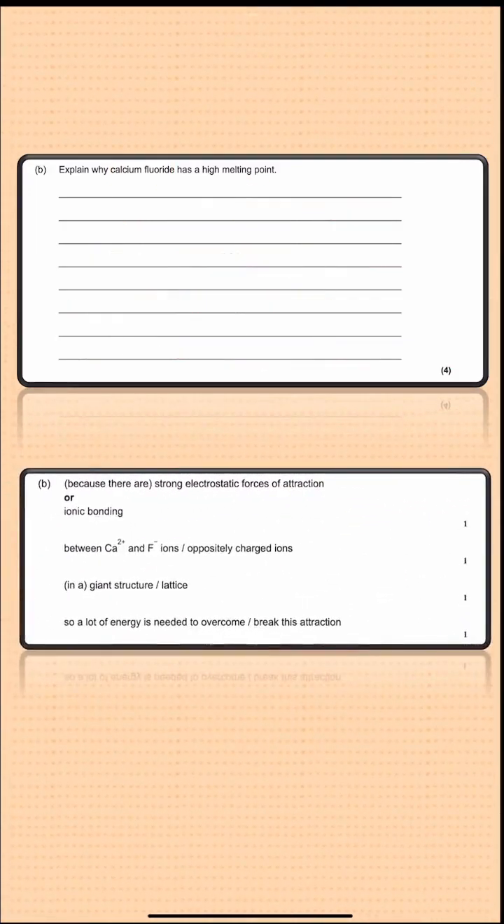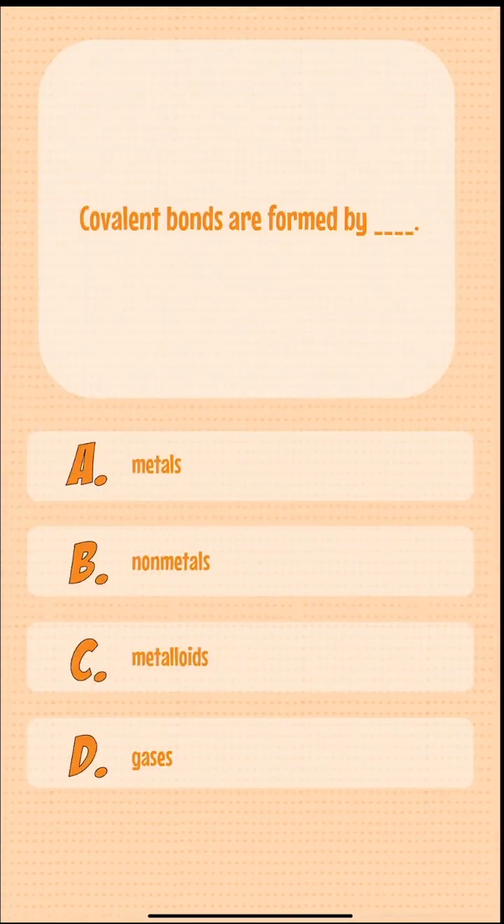Okay, let's look at what the mark scheme says, if there's any other things we can say. Strong electrostatic forces of attraction, yes. Or you could just say ionic bonding actually. If you figured out that it was ionic bonds, you get 1 mark for saying that. Between oppositely charged ions, yes. Or you could say between the 2 ions that they're talking about. Giant lattice structure, yep, we got that mark. A lot of energy is needed to overcome or break this attraction. 4 marks there.